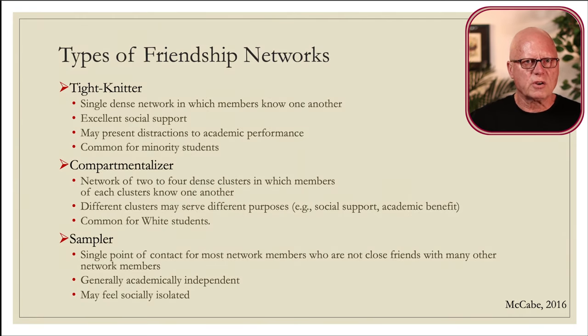So a tight-knit network of friends is a single dense network. It kind of looks like a ball of yarn. All the pieces of fiber are touching one another. All the friends are friends with one another. This type of network offers excellent social support, good emotional benefit. But it may present distraction to any individual member's academic performance, because the group is so socially bonded, it may encourage social activities rather than purely academic activities.